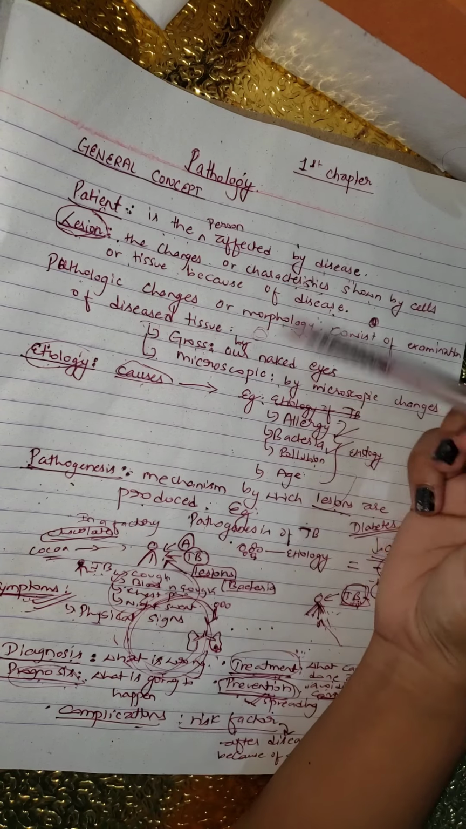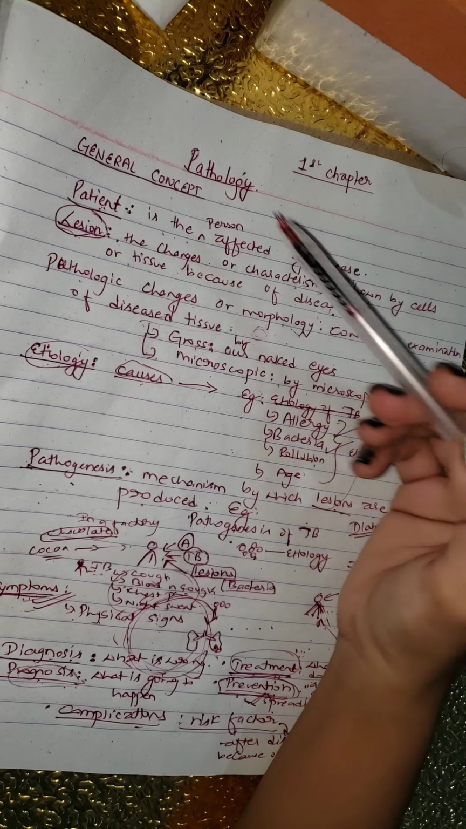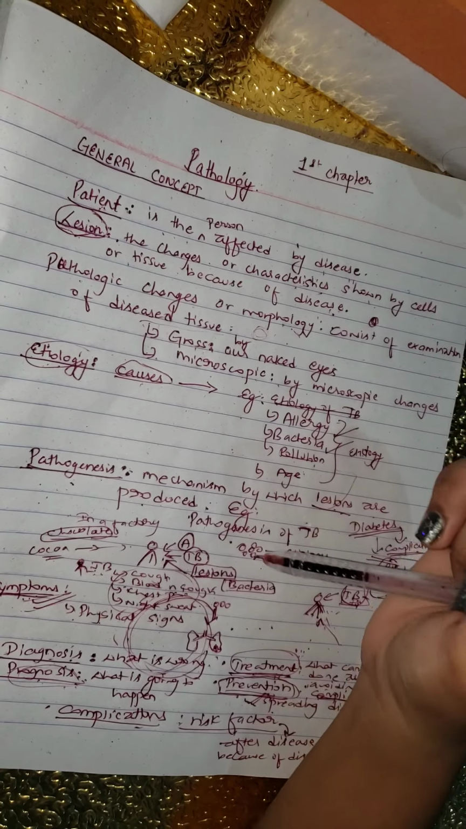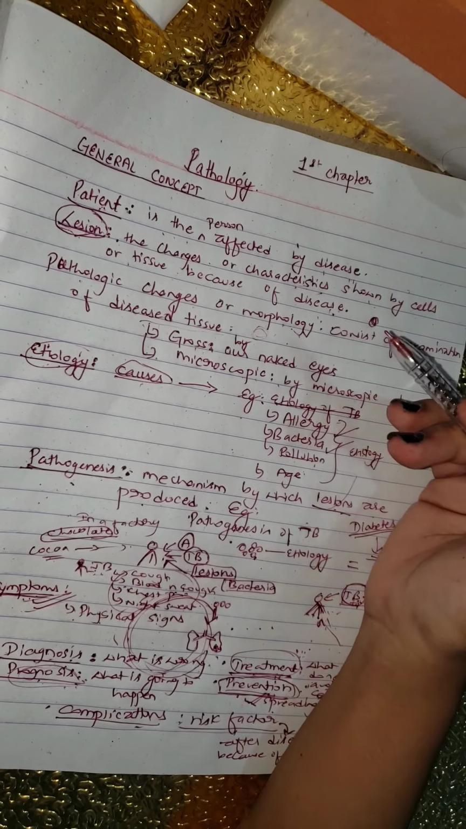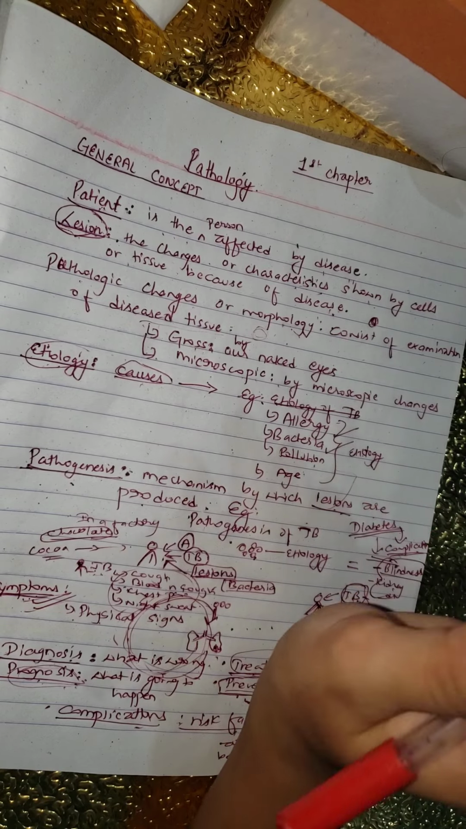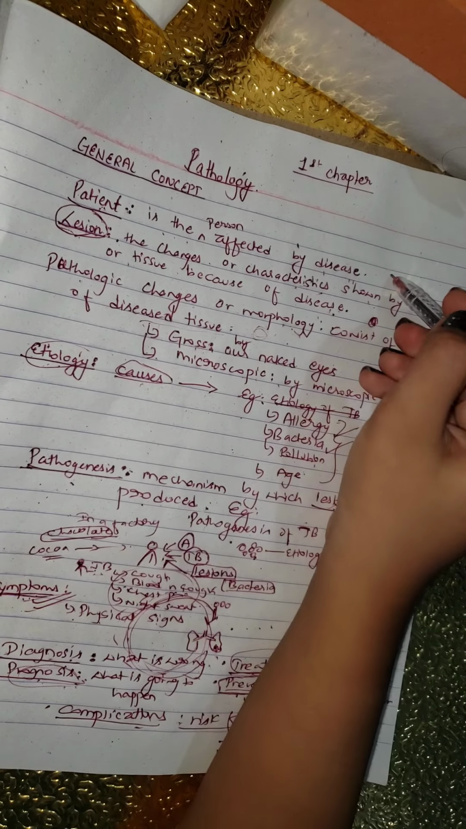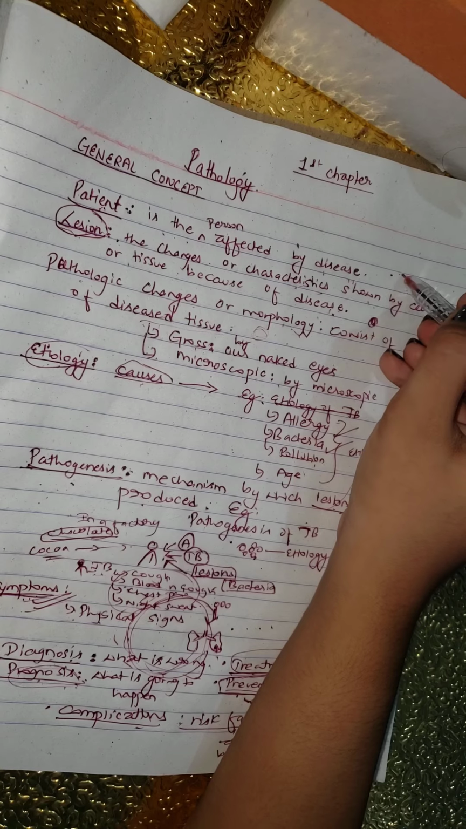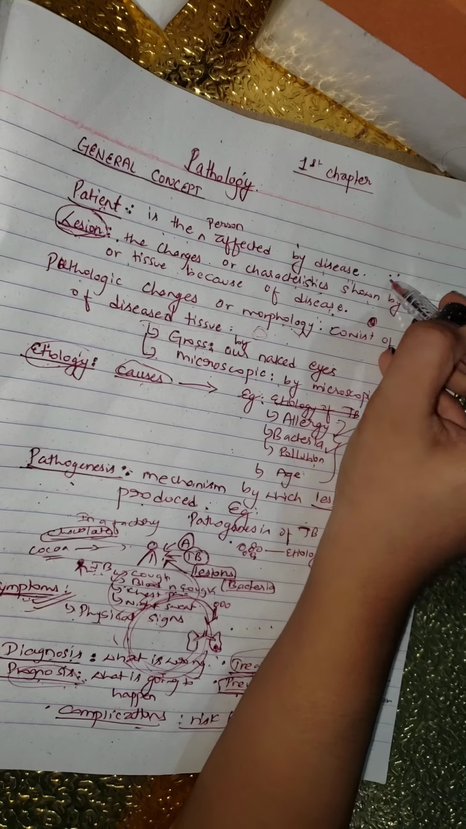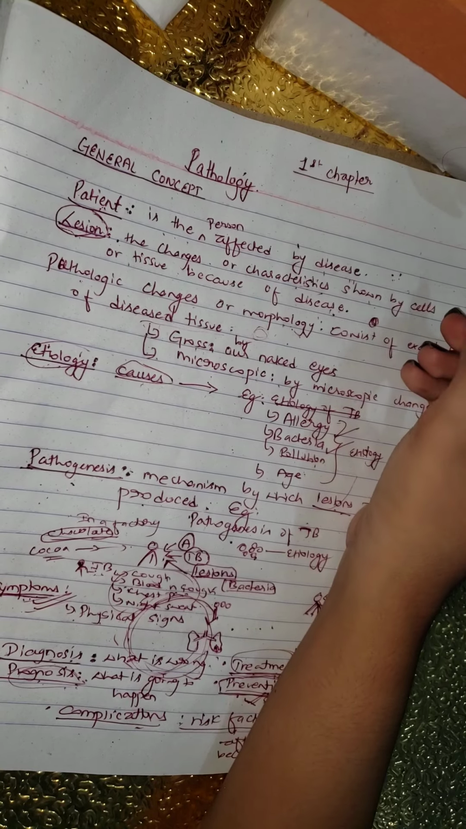So these are the common topics or common words which are most commonly used during pathology. This is the first chapter and the first knowledge we must attain to start our pathology class.